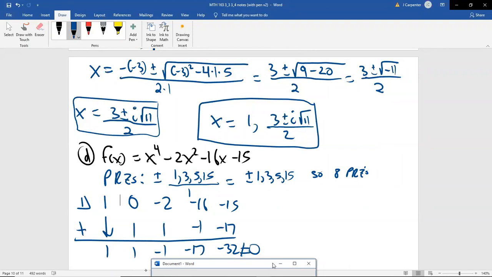So positive 1 is out. It is not a 0. It will not work now. It will not work later, so we don't have to try it again. Let me just kind of separate this like that.